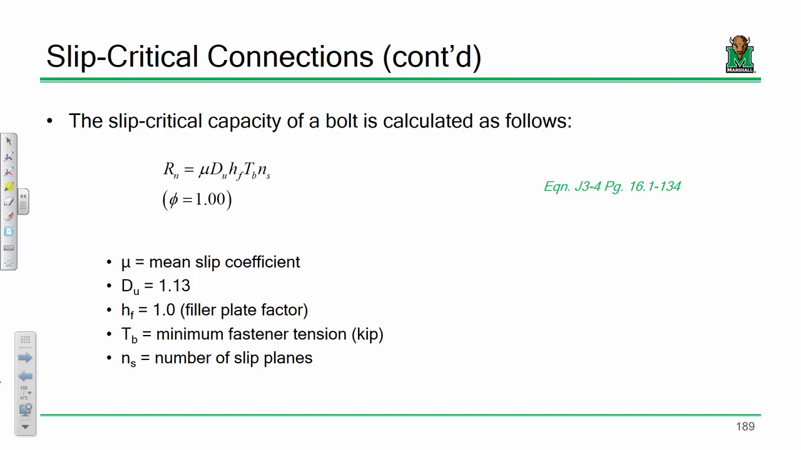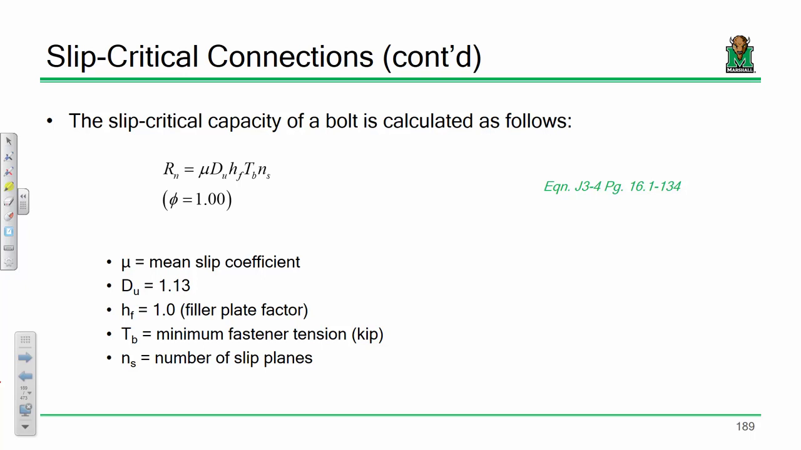Okay, everybody good? All right, so like I said, the nominal capacity of a slip critical bolt is exactly what I said it was. You take the coefficient of static friction, the spec refers to that as a mean slip coefficient, but it's the same thing, it's the coefficient of static friction. So we take a mu value, we multiply it by a normal force. That normal force is the minimum fastener tension, so it's that T sub B value.